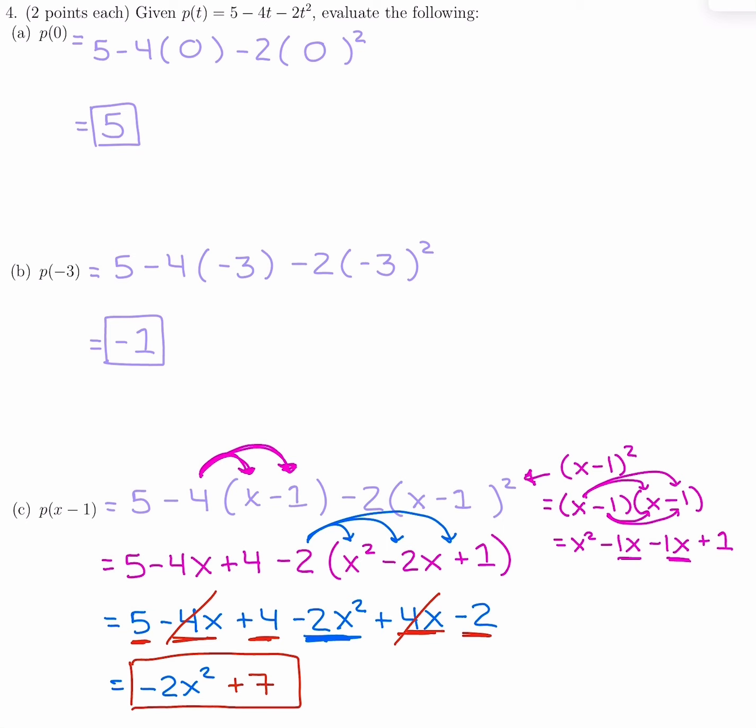Remember, if you plug in a variable for a variable, your final answer is not going to be a number. Versus when you plug in a number for a variable, we got a number out for the first two. The next one we plugged in x's, so our answer is going to be in terms of those x's.